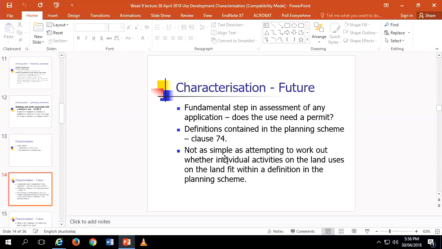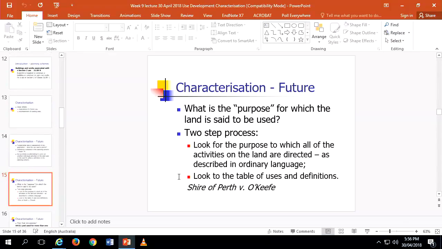So there's just a reference to clause 74. However, it's not just as simple, if indeed that is simple, of working out whether or not it lands in one of those definitions. Well, it can be that simple, but sometimes it's a bit more complicated. And the reason for that is that often we are actually mostly interested in the purpose for which the land is used. This is most commonly a problem in existing use rights and when we're looking at ancillary rights.